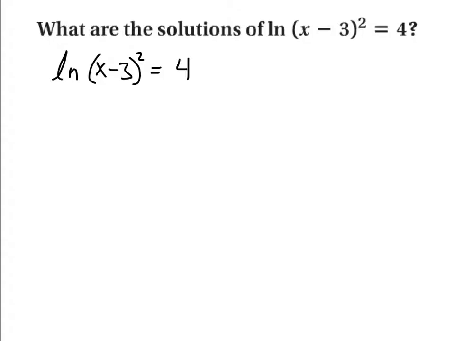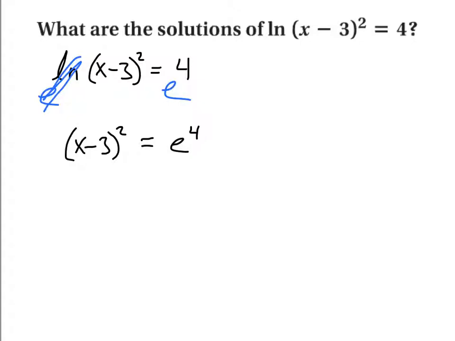So to get rid of a natural log, what do we do? Big fancy word? Exponentiate. What do I use as my base for my exponent? e. e raised to the natural log of all that is going to equal e raised to the 4th power. e raised to the natural log goes away. So I get x minus 3 quantity squared equals e to the 4th power.